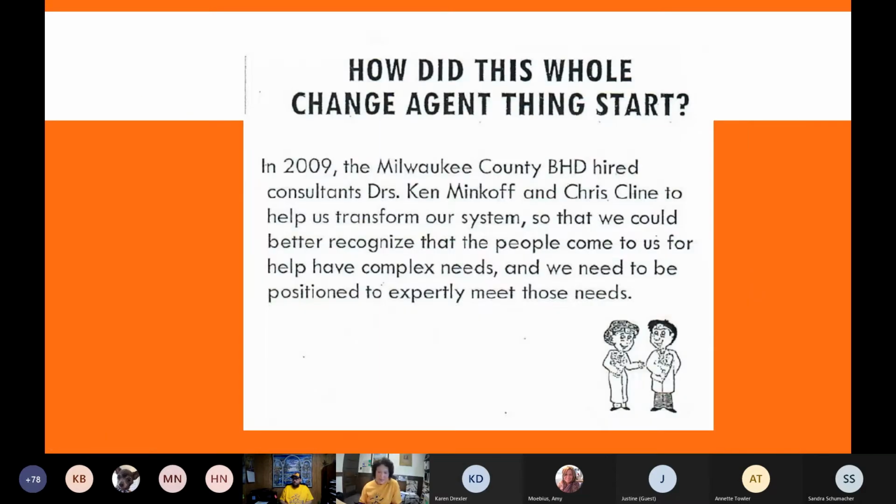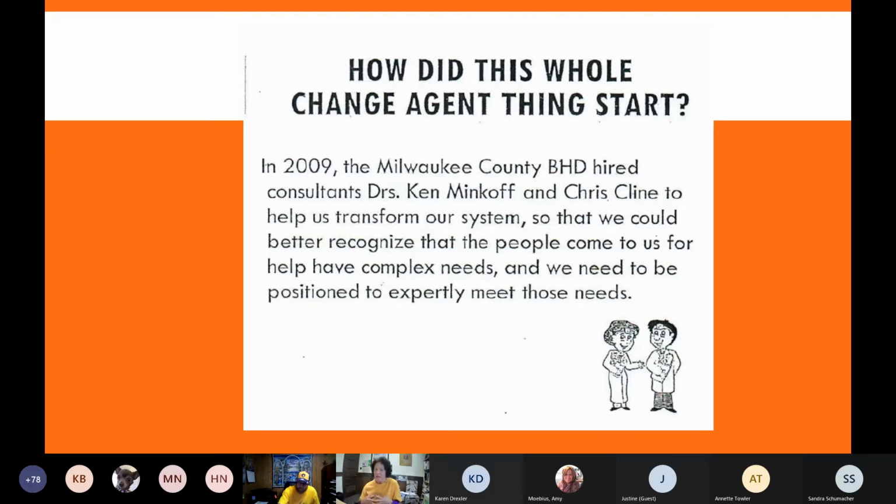So now the stage is set. I've got some of these values, assessment skills. And in 2009, Jen Whitwer came to an alternative steering committee meeting, and she told us that Dr. Minkoff and Dr. Klein were going to come and help our system of care be better able to meet the needs of the people that we serve.